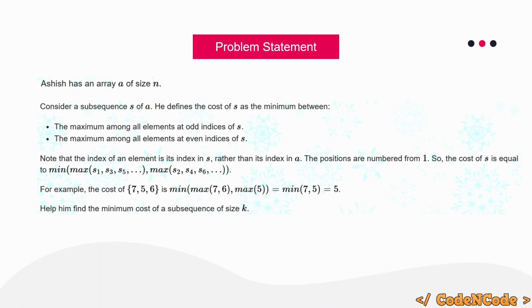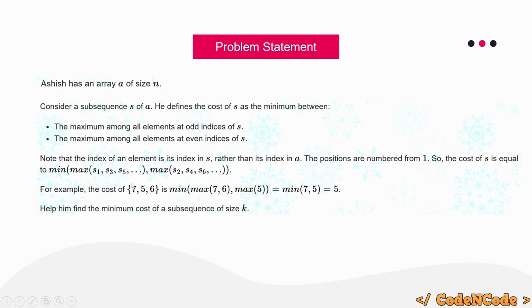Now, what is the cost of the subsequence? The cost of a subsequence is defined by these two. You find the maximum among all elements of odd indices and then the maximum among all elements of even indices in your subsequence, right? And then you take the minimum of them.